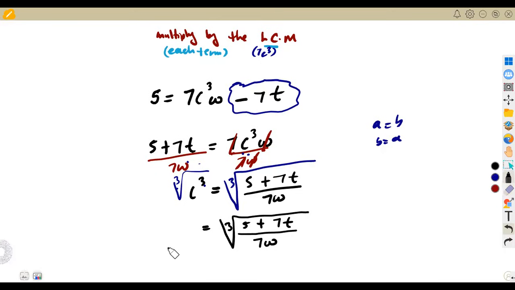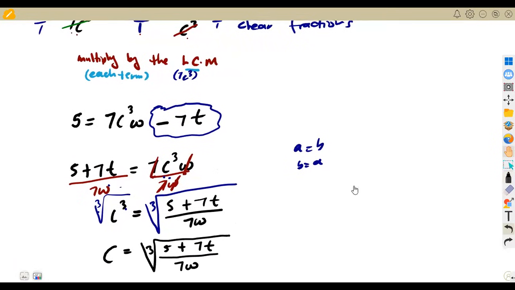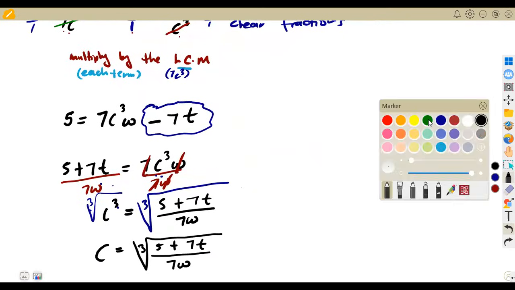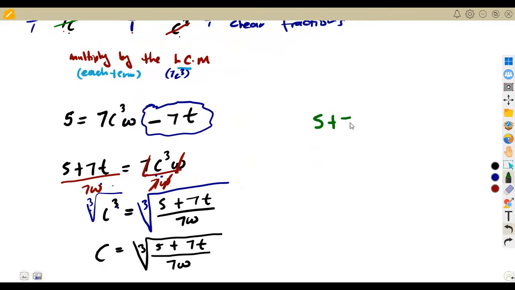So that is how you play around with these typical questions, of which at this stage, someone could have separated, which is fine. At this stage, when you divide by 7 omega, it was 5 plus 7t is equal to 7c to the exponent of 3 omega. You could have divided each term because you want to remove this. So you divide by 7 omega here, here, and here. It's still one and the same thing.